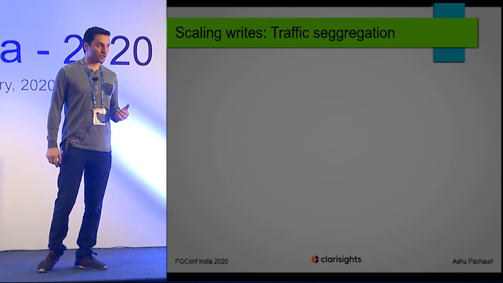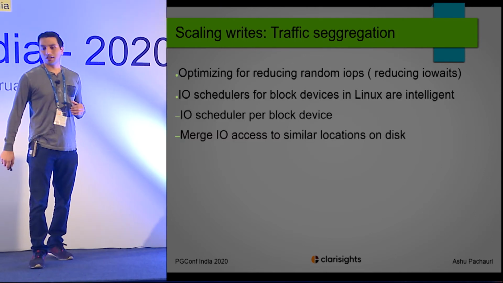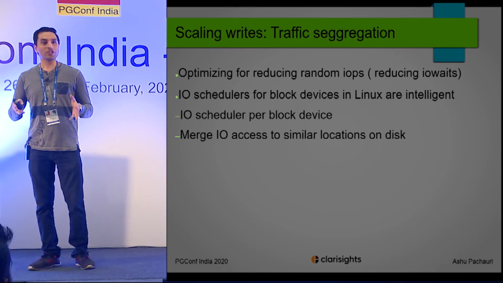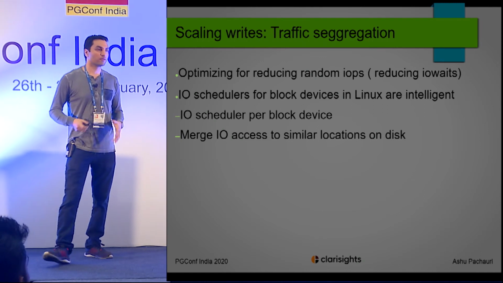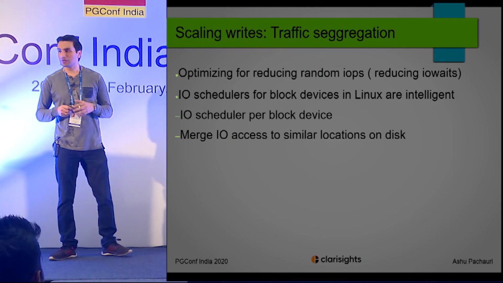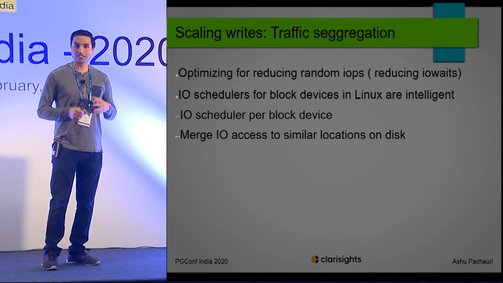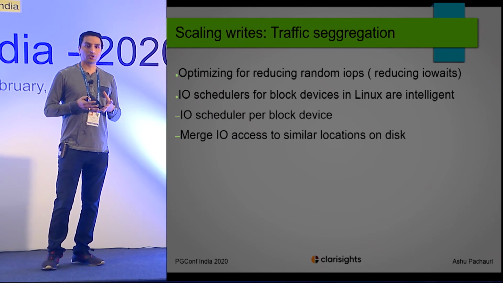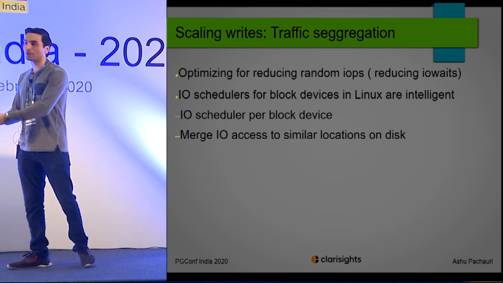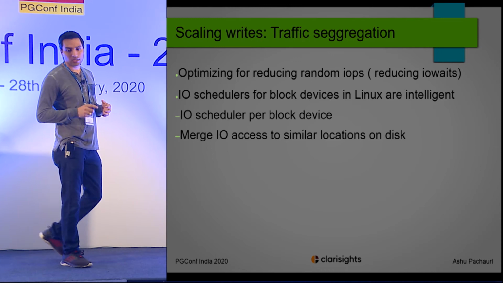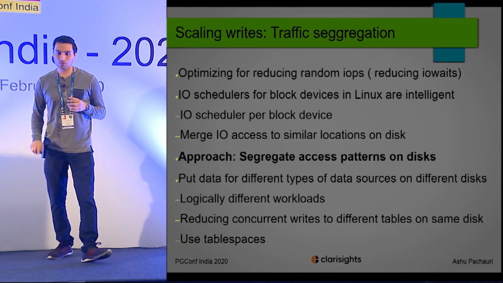Another approach that we tried was traffic segregation. The idea is that we want to reduce the number of IO waits for every unit of data that we are writing to disk, like every kilobyte or megabyte. IO schedulers in Linux are very intelligent. They try to group writes or reads to the same location on the disk. A disk location is basically a block on the disk. So they merge IO accesses to the same location.